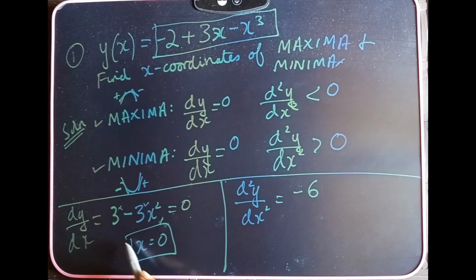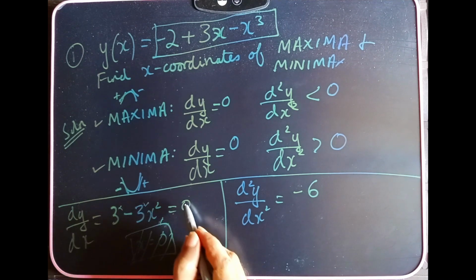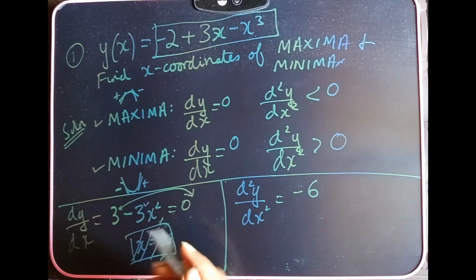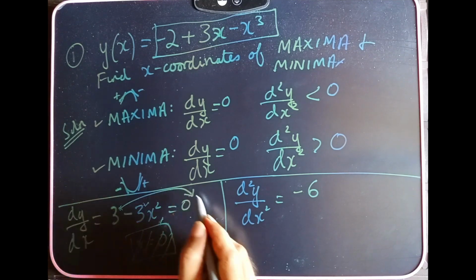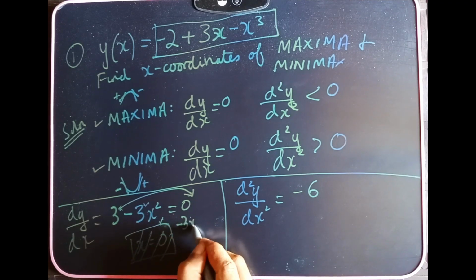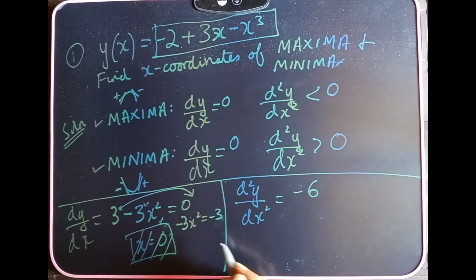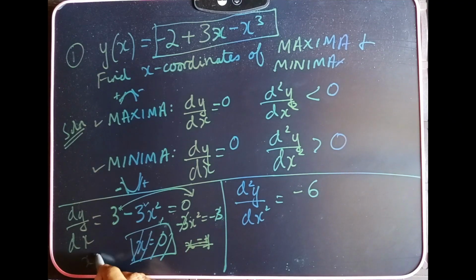Oh, sorry. This won't become 0. Kya sir? This is not 0. This 3 will move here. Oh, what have I done? So it will become minus 3x square is equal to minus 3, right? This 3 will go, x square will become equal to 1. And if you use the square root, it will become plus or minus 1. I write it again, x is equal to plus or minus 1. These are the possible values of x.